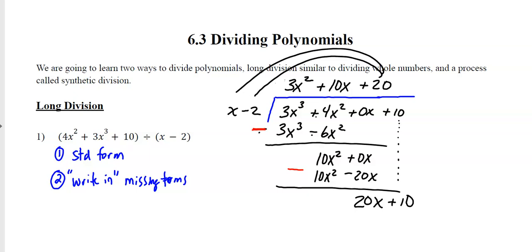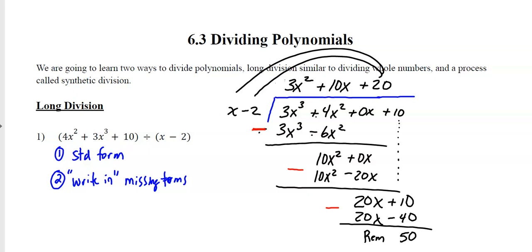Well, I meant for that to be thin, but oh well. So I get 20x minus 40. And I have to remember to subtract those two, being very careful with my signs. So 20x minus 20x is 0. 10 minus a negative 40, well, that's going to be 50. And there's nothing left to bring down. So this is my remainder.